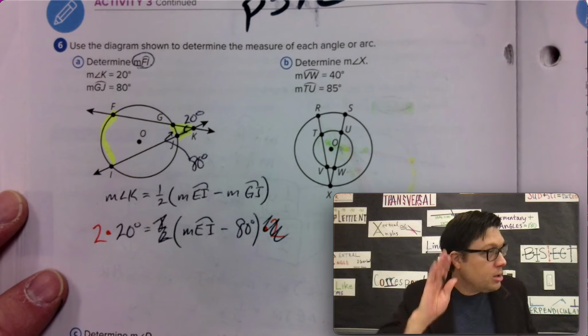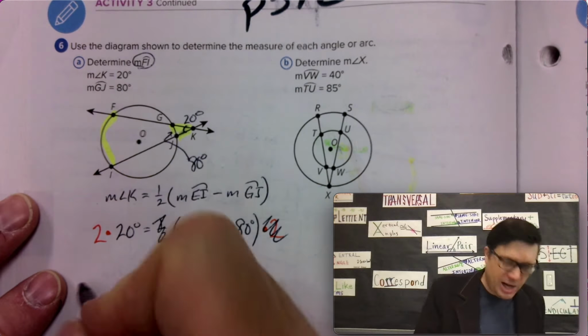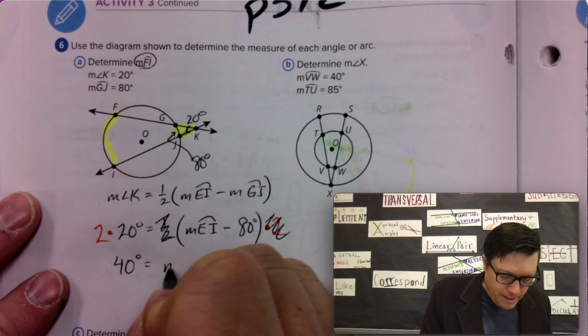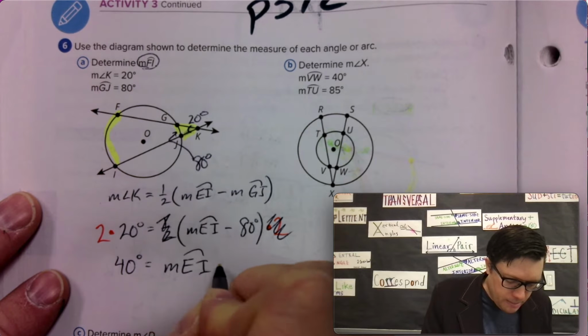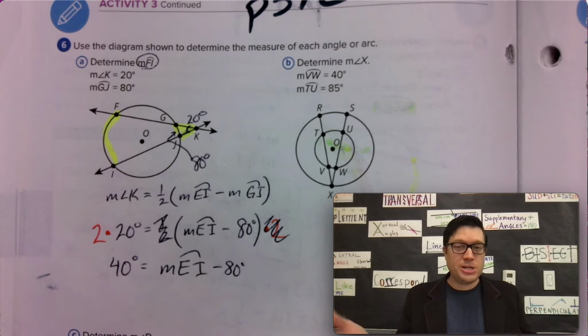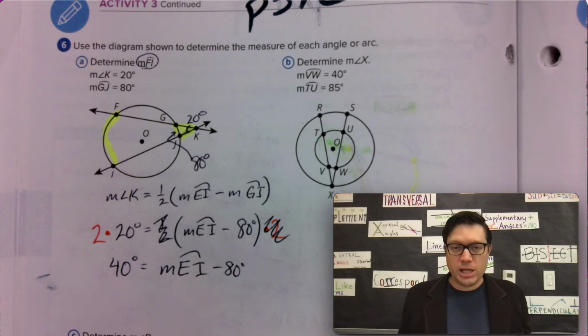On the other side, well, we multiply by 2, so let's just do the math. 2 times 20. I heard you through the screen. I heard you through your mind. 40 degrees. The measure of arc EI minus 80 degrees. All right, we have no more fractions. We have no more parentheses. We're just trying to find the measure of arc EI.